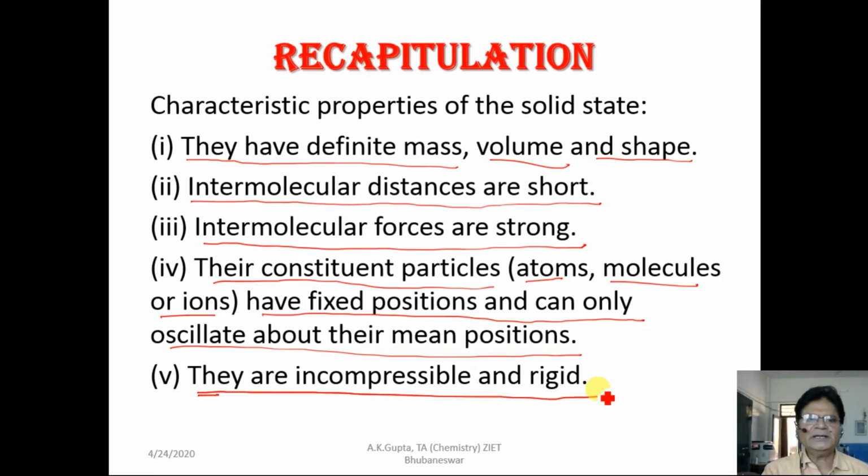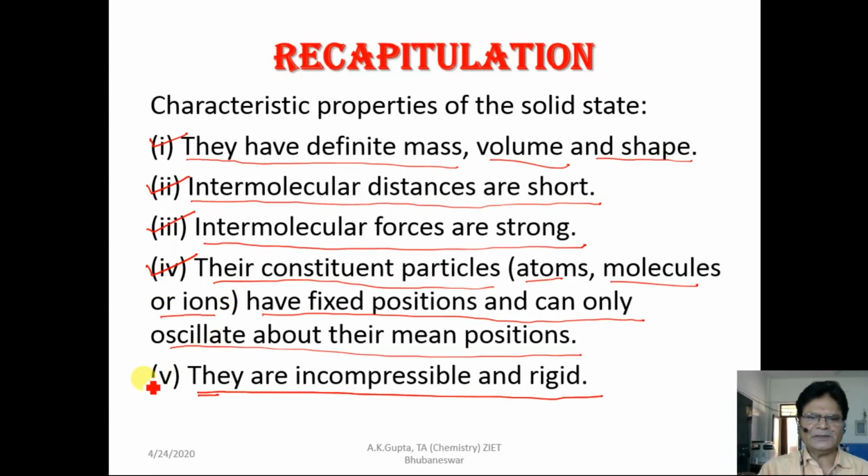So these are the characteristic properties. Number one, have definite mass. Number two, have intermolecular distance very short. Number three, intermolecular forces are strong. Number four, the constituent particles have fixed position and can only oscillate about their mean positions.